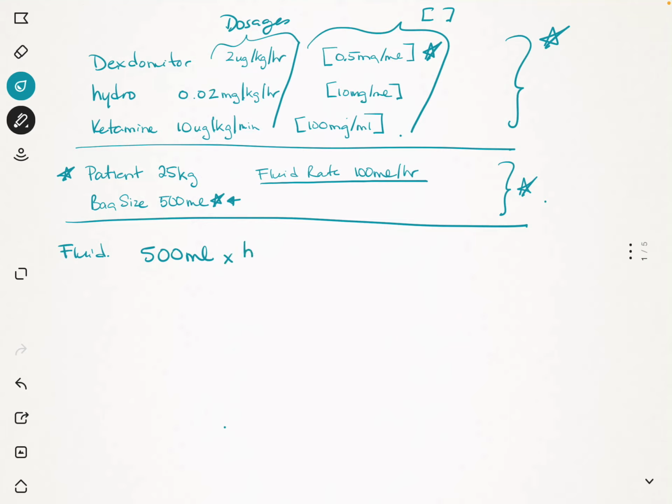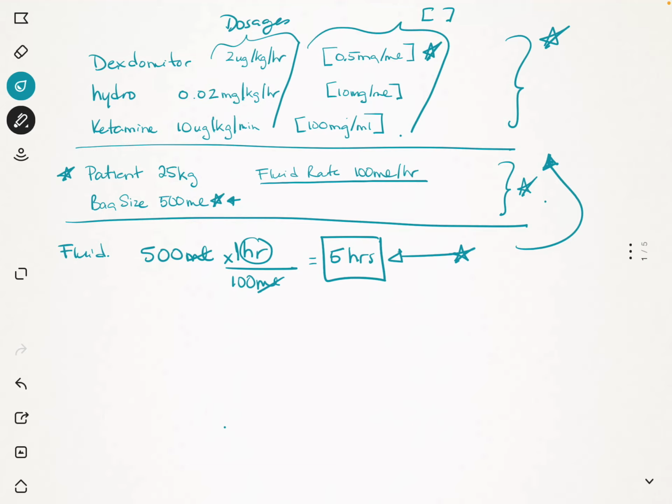So we're going to set it up so that we've got our hours on the top here, and we're going to get rid of our mils. So you can see here that our numerator and denominator are both mils. So we can go ahead and cross those out, and that's going to leave us with hours, which is exactly what we're looking for. So 500 divided by 100 mils is 5. So this bag is going to last us 5 hours. So this is important information for us to be able to do our drug calculations up above. So now that we have that, we'll keep that right here. Now that we have that, let's go ahead and start doing some of our drug calculations.